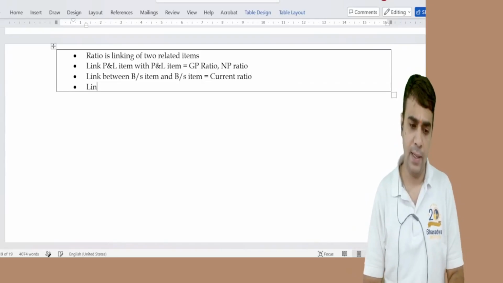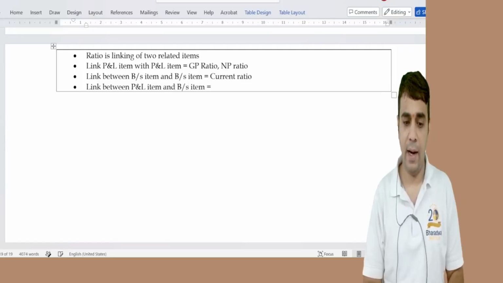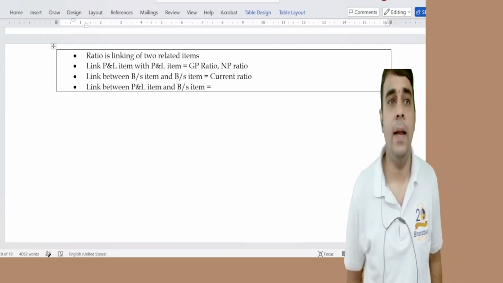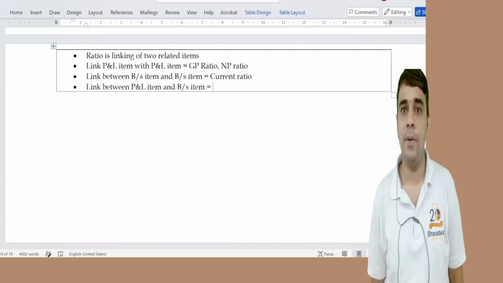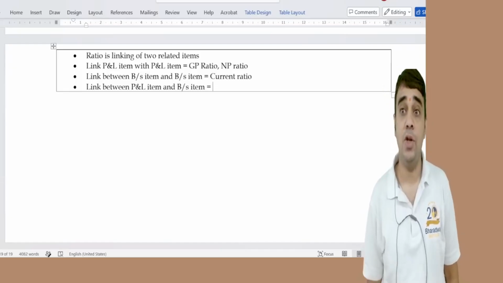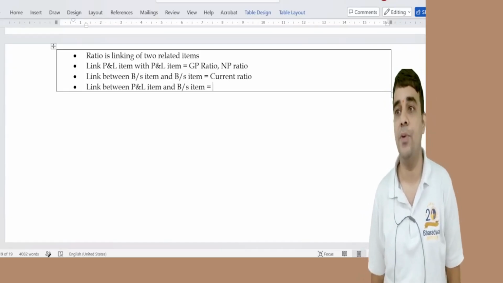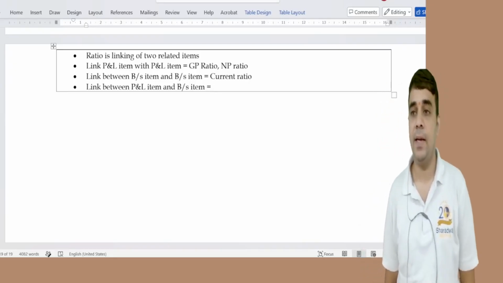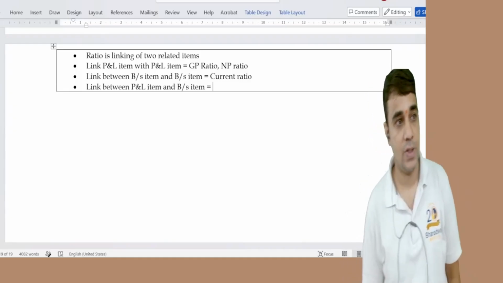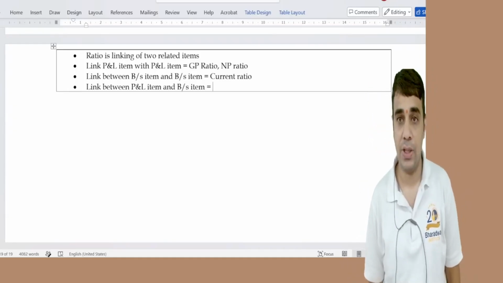Or it can be a link between a P&L item and a balance sheet item. One data can come from the profit and loss account, one data can come from your balance sheet, and you may want to link them together. This is the third linkage we may do. There can be a link between P&L with P&L, balance sheet with balance sheet, or a link between a P&L and a balance sheet item.